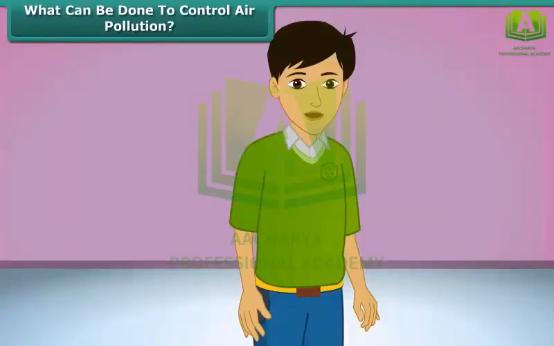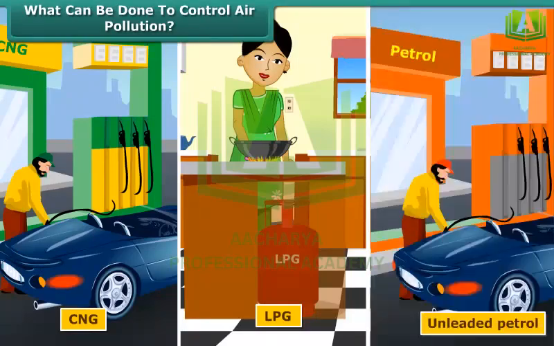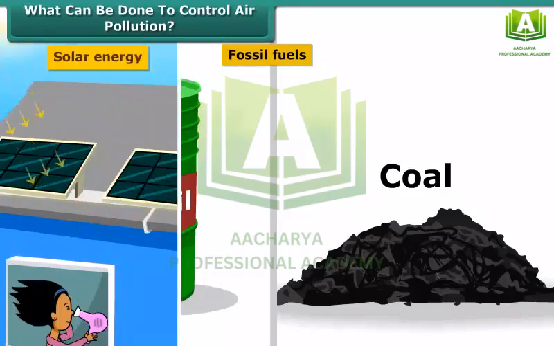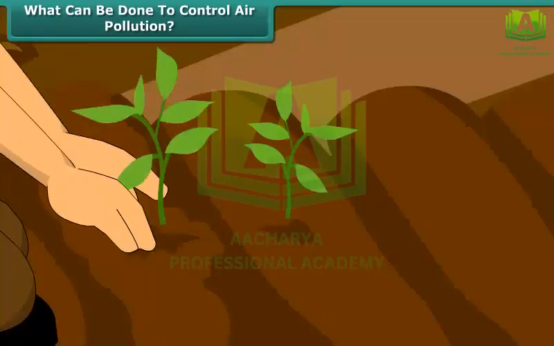Students, can you tell what should we do to reduce air pollution? There are many things we can do. We can use clean fuels such as CNG, LPG, and unleaded petrol. Instead of fossil fuels, we can use solar energy, hydropower, and wind energy. We can also plant new trees.